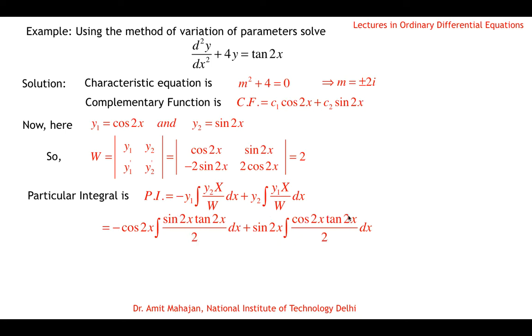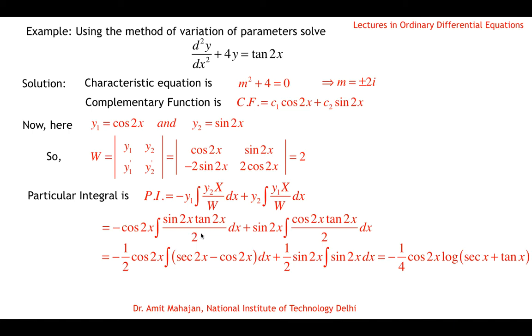Okay, so tan 2x is sin 2x by cos 2x, so the second integral is simply the integration of sin 2x, and in the first integral it is sin 2x by cos 2x, so we have sin square 2x over cos 2x, and sin square can be written as 1 minus cos square, so again we can just rearrange. Okay, so it is 1 minus cos square by cos, which can be written as secant minus cos 2x, and this is the integral of sin 2x, so we can integrate and find the solution of this.